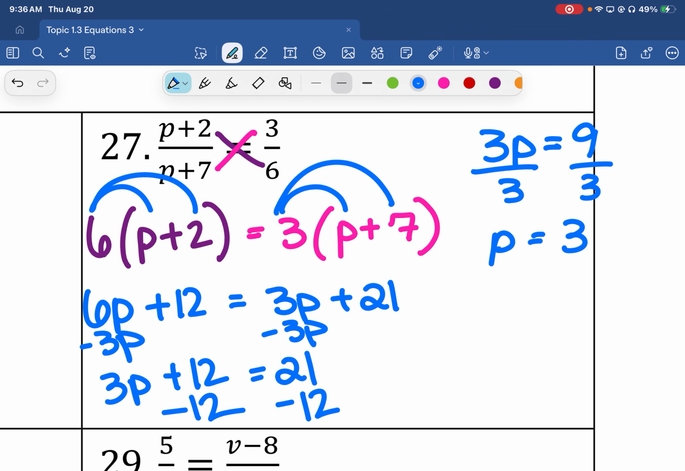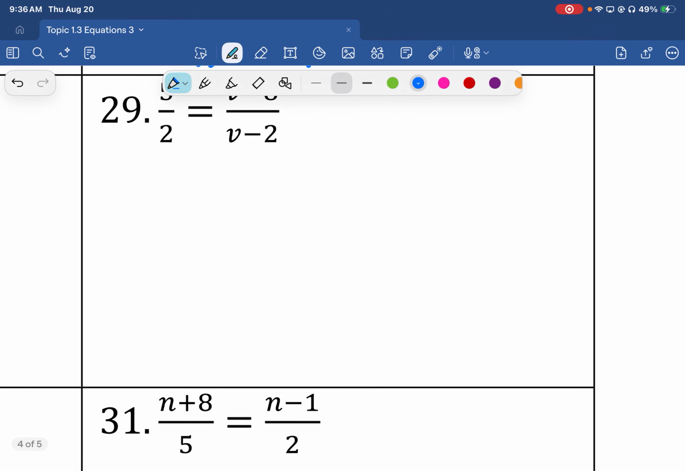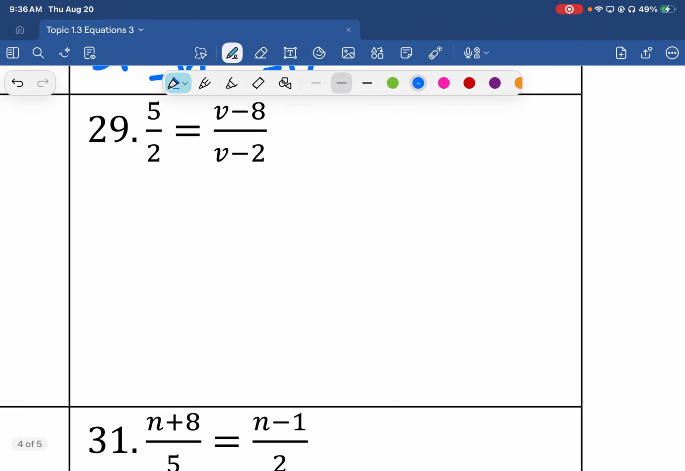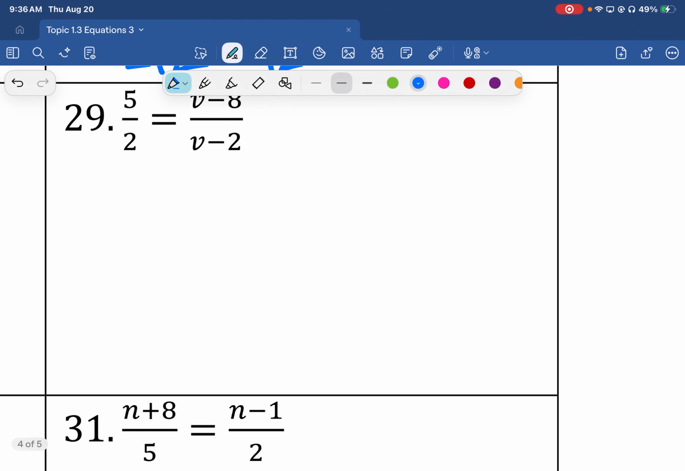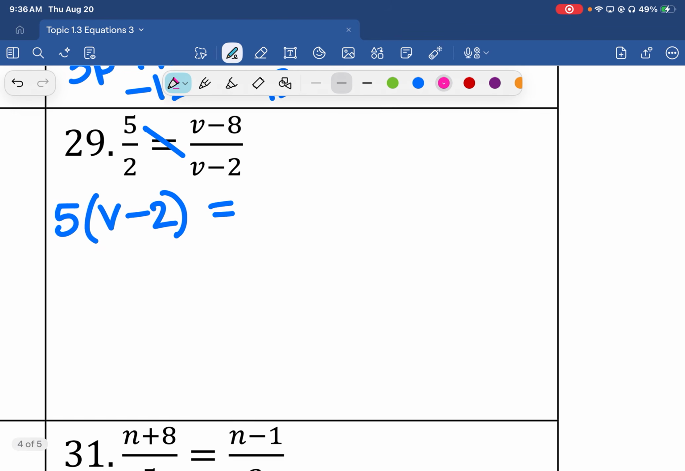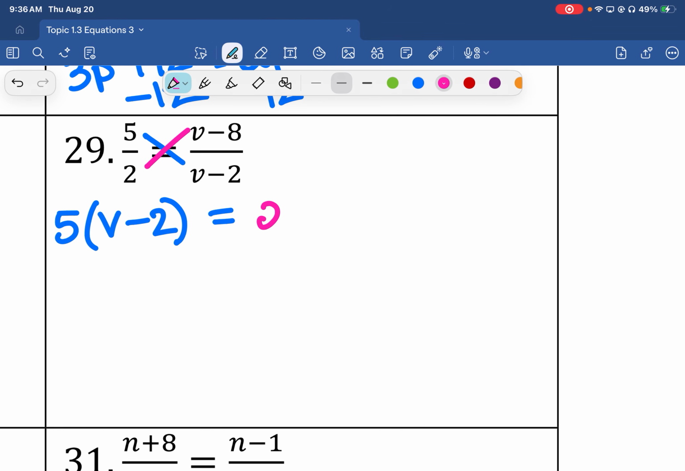Now I want us to go ahead and do number 29. All right, for number 29, let's cross multiply first. So 5 times v minus 2 is equal to 2 times v minus 8. Just write it so that you can easily distribute it.